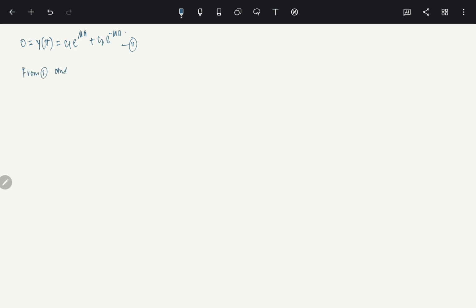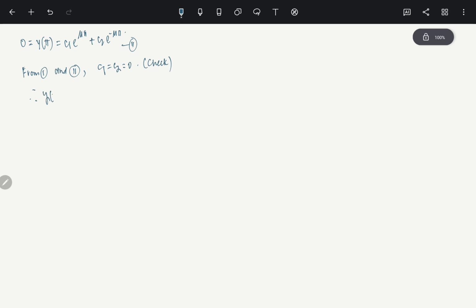Now it is quite clear that from 1 and 2, what do you have? c1 equals c2 equals 0. There is no other way. Please check this part, because the determinant is basically non-zero. So the trivial solution is the only solution. So basically, please check this part. Okay, so c1 equals c2 equals 0.